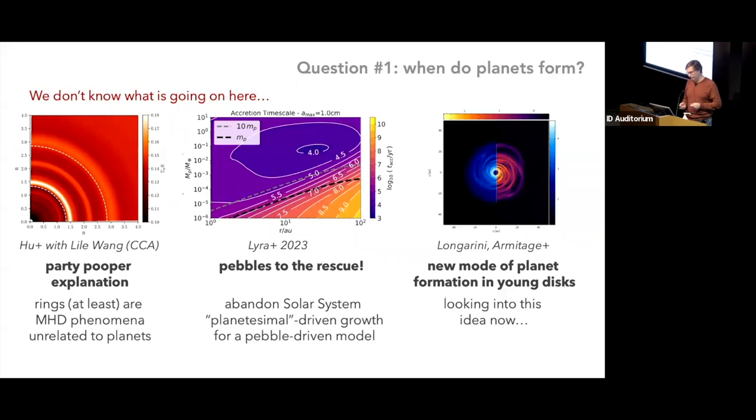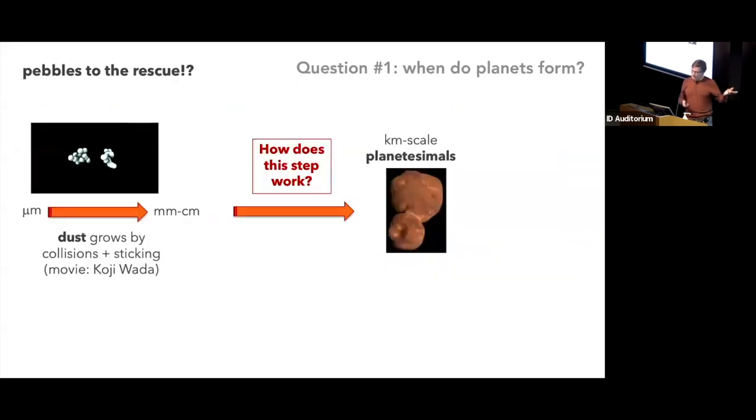But let me step back to the previous possibility, the idea that it's pebbles that are saving the day here. And if we go back to the first part of that cartoon I showed earlier, I left out an important part. I said we go from microns to millimeters by things colliding and sticking, and then we make planetesimals that are kilometers in size. And I didn't say, well, how does that step work? Okay, and that step has for a long time been a puzzle.